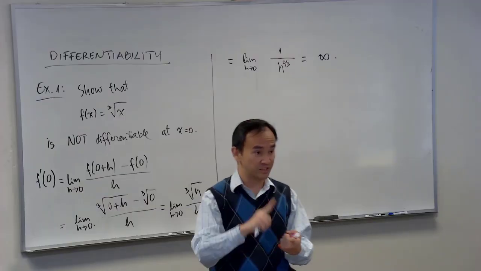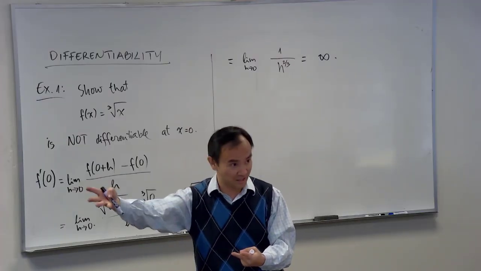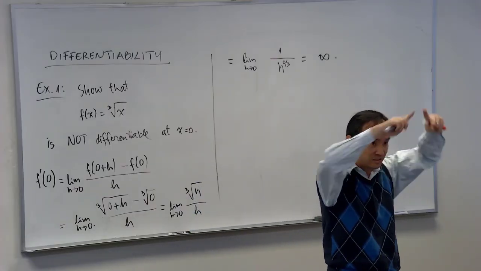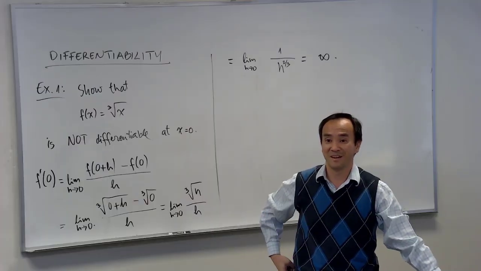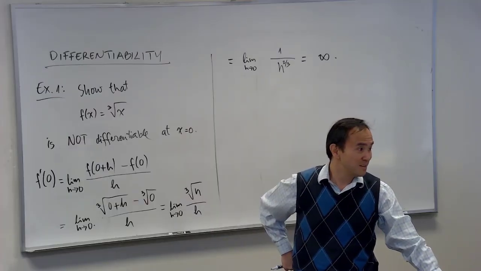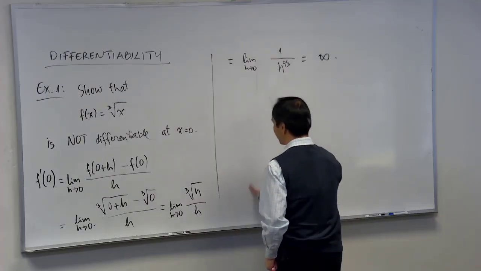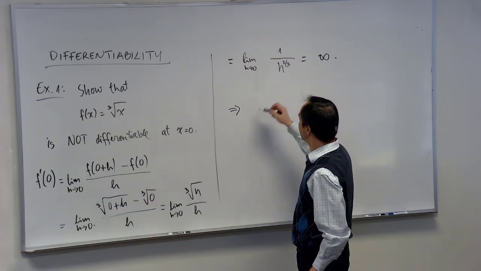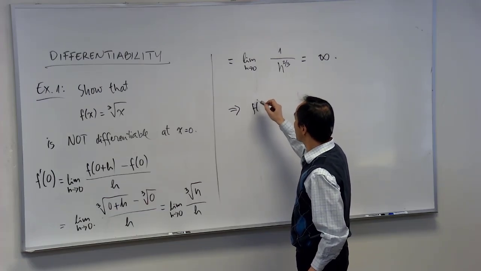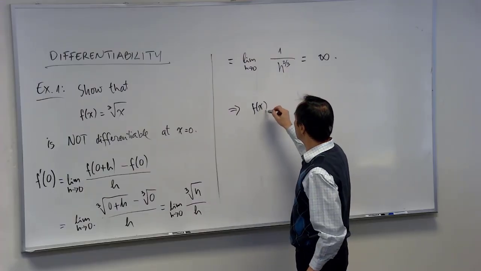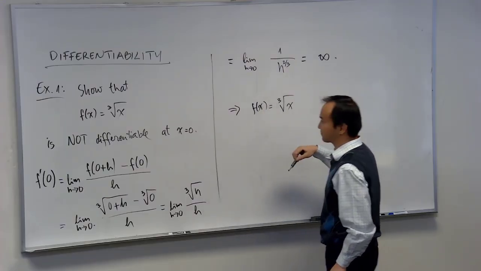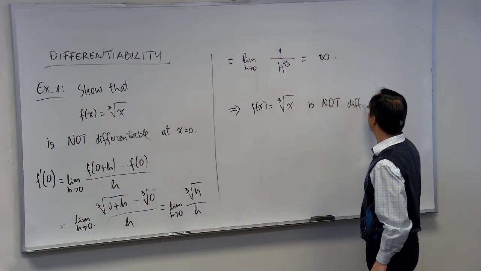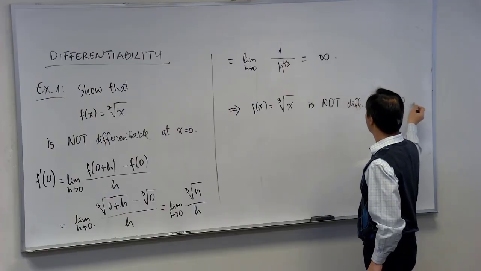What we need is for it to exist as a finite value, like a 5, like a 10, like a 1,000. But here it shows the direction where it goes, but it's not a finite value. So in this case, the conclusion is that f of x equals the cube root of x is not differentiable at x equals 0.